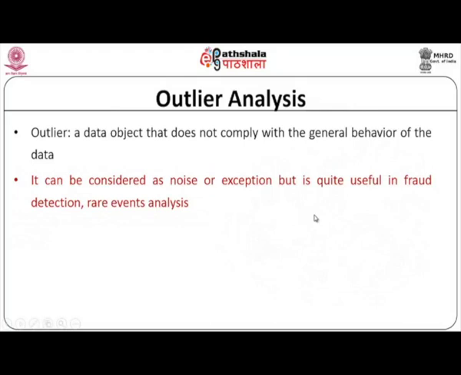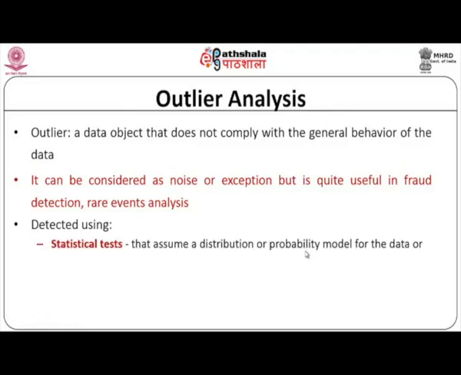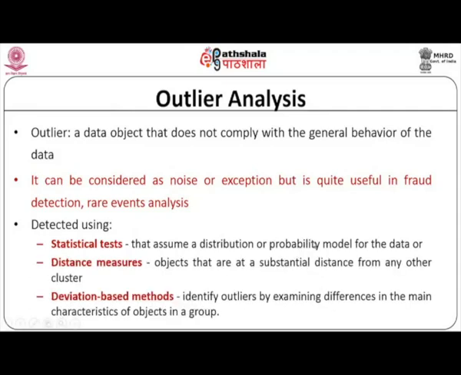One technique which is similar to clustering is outlier analysis. In outlier analysis, we try to identify or detect data which does not comply with the general behavior of the data. Outlier analysis is normally used for identifying fraud detection or rare event analysis. It is detected by making use of statistical tests or distance measures and deviation-based metrics. We normally take data, compare their features, and if the feature value is greater than a threshold, then we can declare that to be an outlier or noise.